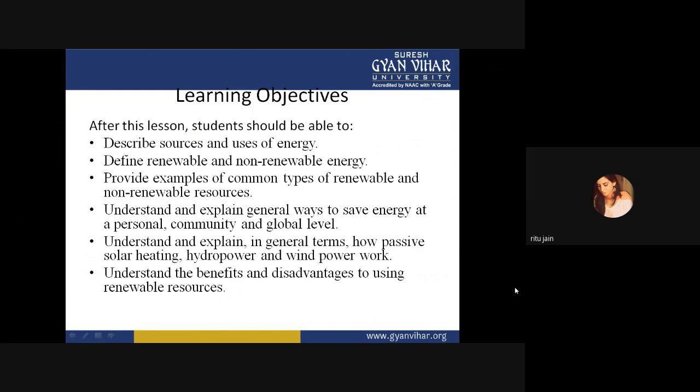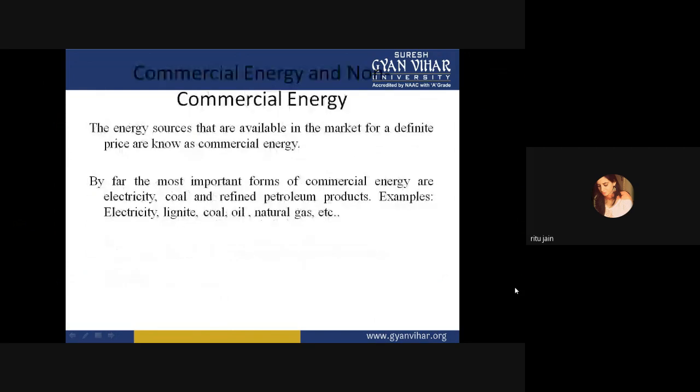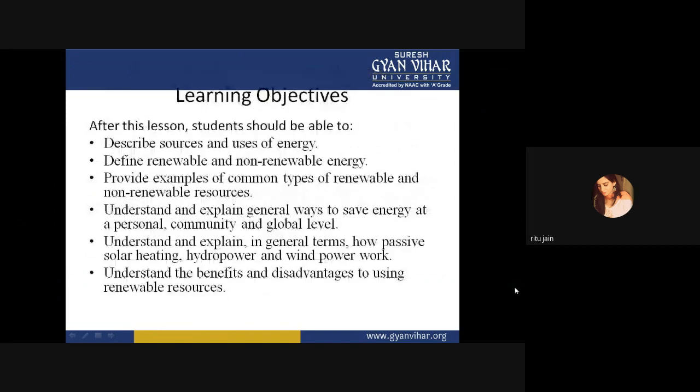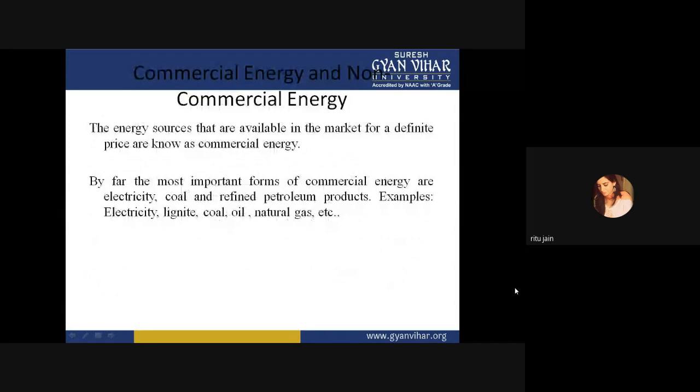So these are the learning objectives, and the student will be able to understand all the energy sources, renewable or non-renewable, and the procedure by which we can generate energy from these sources, right? In the previous lecture we discussed the thermal power plant. So what is a thermal power plant? Basically, in a thermal power plant, we were using coal as a fuel, right? And this coal is a fossil fuel.